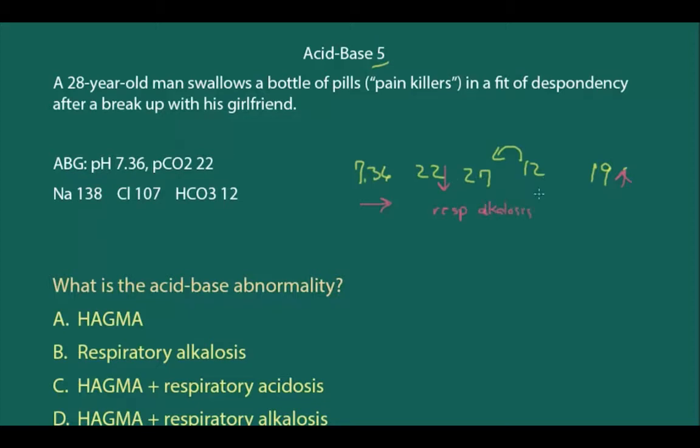Do the 4B calculation, the increase. 19 is 13 more than 6, so there's a plus 13 increase in anion gap, and a bicarb of 12 is 13 less than a normal bicarb of 25. So we have 13, 13, no additional metabolic acid-base issue. This patient has a respiratory alkalosis and a HAGMA.